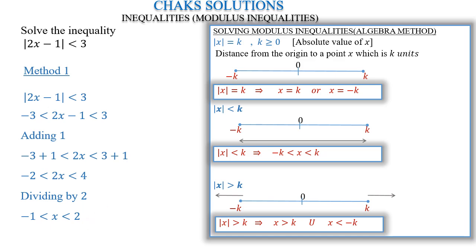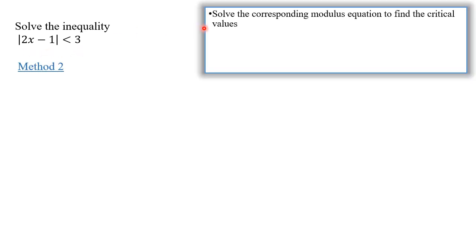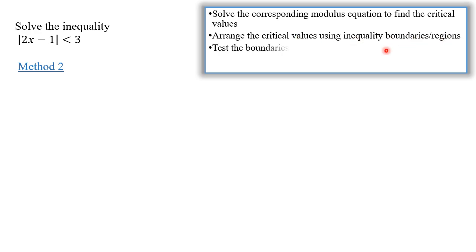Alright, so let's go to the second method here. Solve the inequality modulus of 2x minus 1 less than 3 here. So our method 2, first thing is to solve the corresponding modulus equation to find the critical values. Then the second step is to arrange the critical values using the inequality boundaries or region. Then the third step is to test the boundary to see the true region here.